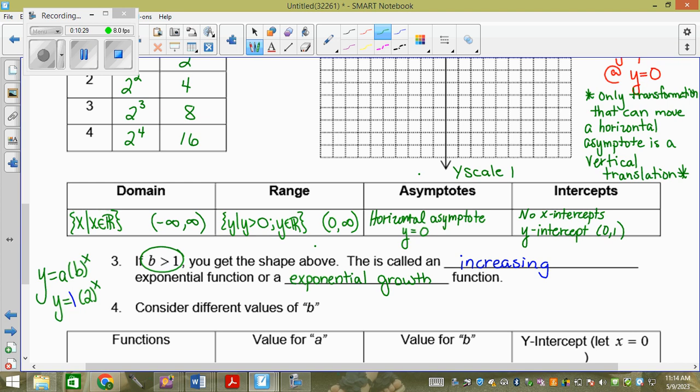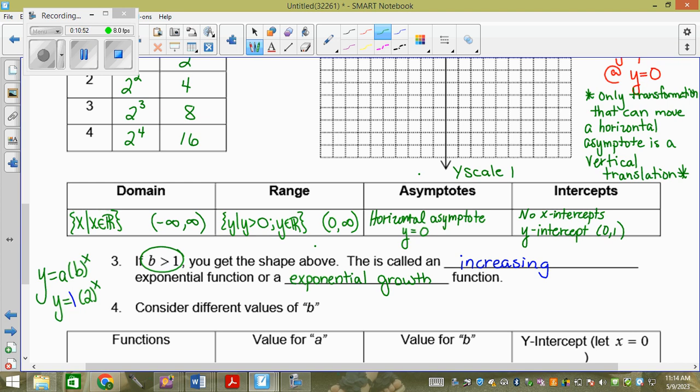Steeper. It's growing faster, is it not? Because instead of doubling, I'm quadrupling now. It's timesing it by 4. Okay, in y3, put in 10 to the power of x. What do you think is going to happen? It's going to grow even faster. It'll be even closer to the y-axis, right? Because it's growing really fast.